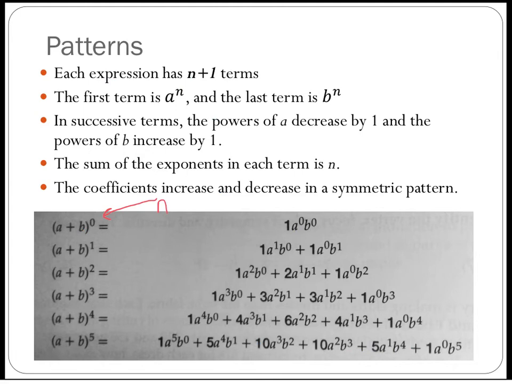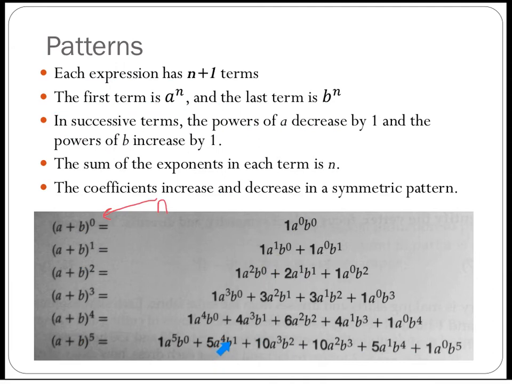Okay. Now the second bullet point says the first term is a to the n and the last term is b to the n. So notice, let's look at this one. N is 1, a to the first, b to the 0 cancels out, and b to the first. So we know that our first and last terms are going to be just the a to the 5th and the b to the 5th. And we already talked about this on the previous slide, but in successive terms, powers of a will decrease by 1, powers of b will increase by 1. So notice here for our very last row, a to the 5th, b to the 0, a to the 4th, b to the 1st. So as a decreases, b increases.